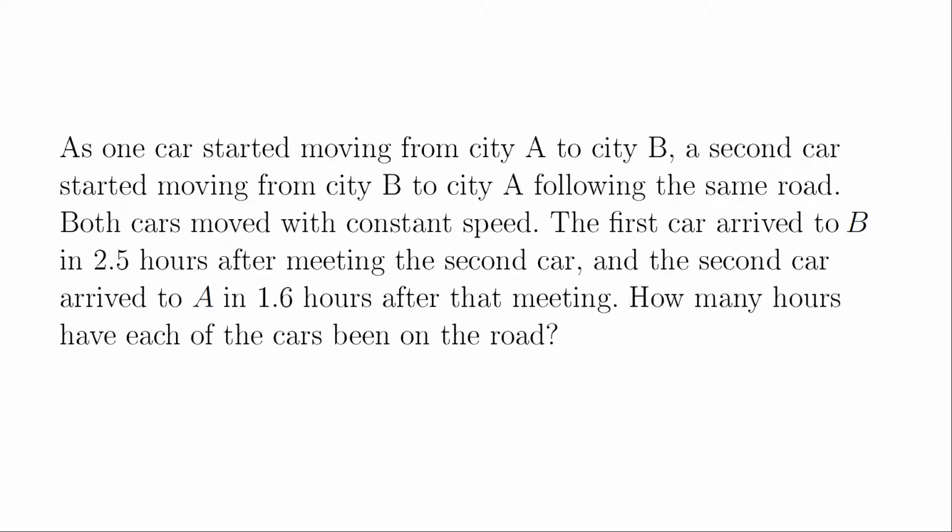And now, the English version. As one car started moving from city A to city B, a second car started moving from city B to city A following the same road. Both cars move with constant speed. The first car arrived to B in 2.5 hours after meeting the second car, and the second car arrived to A in 1.6 hours after that meeting. How many hours have each of the cars been on the road?